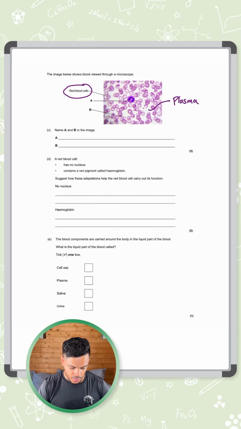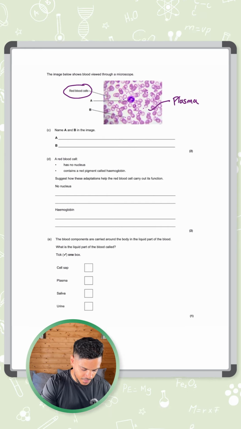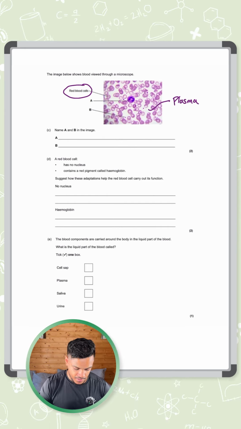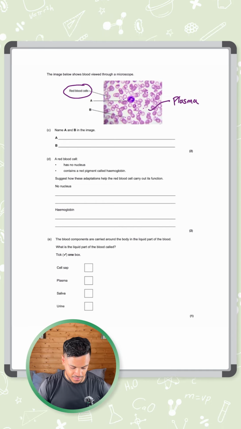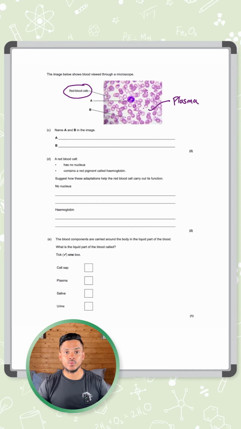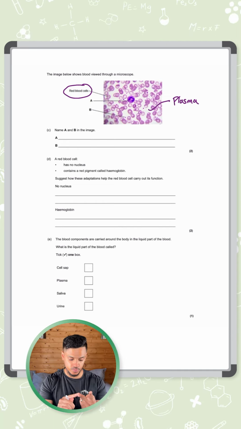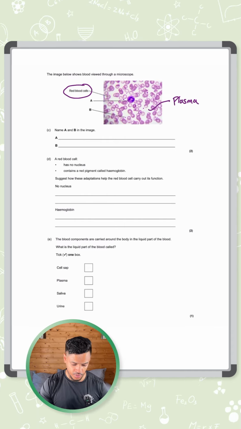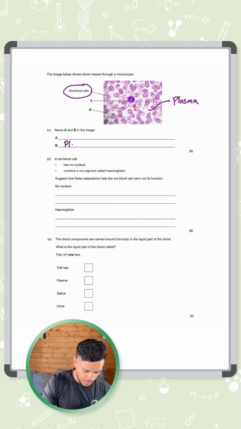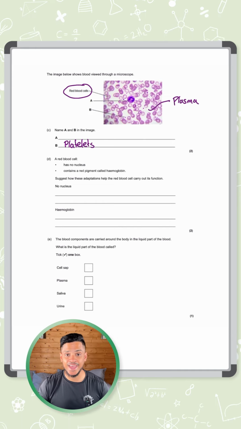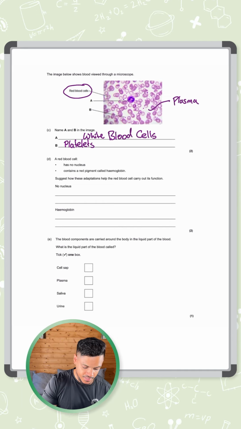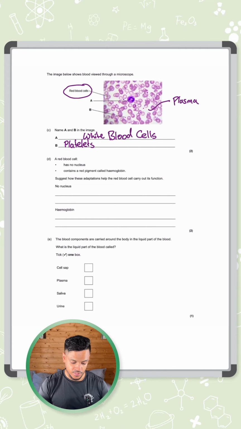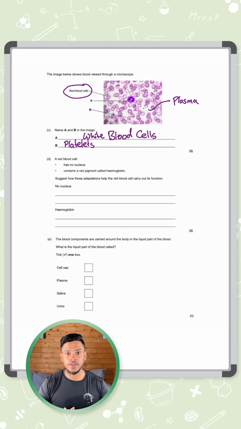Which one is which? We've got something that's labeling this big thing here, which is probably a cell. Then you've got these tiny things here. Remember, we've got platelets and white blood cells. Which one's which? Platelets are fragments of cells, so they're going to be very small. So I would say B are the platelets, and then A must be the white blood cells. White blood cells are bigger than red blood cells. They've got a nucleus in them as well. So that's why A is white blood cells.